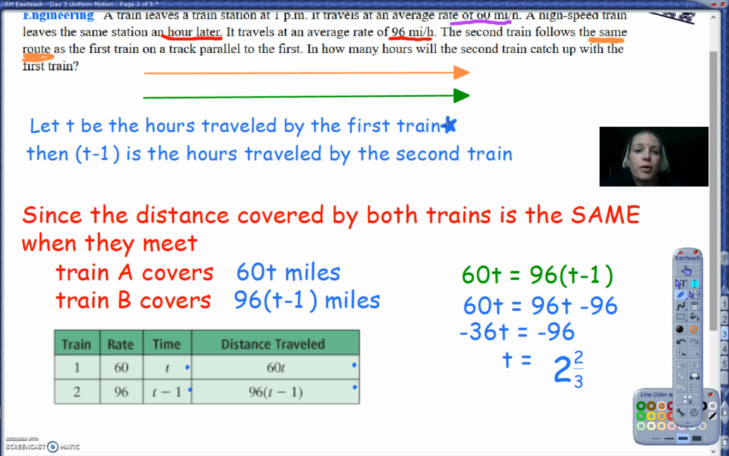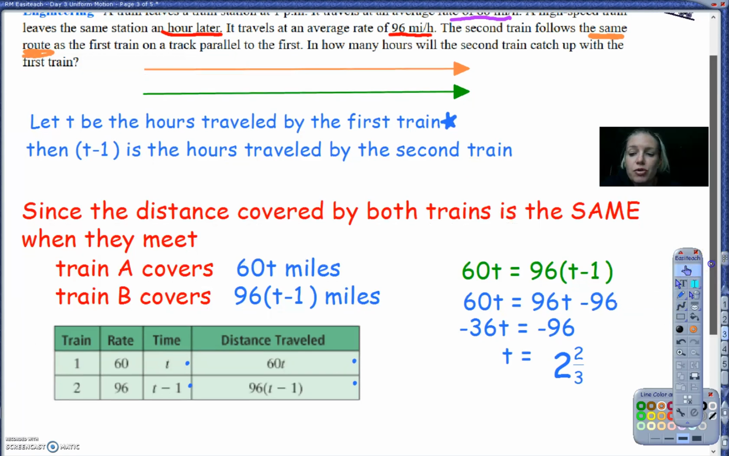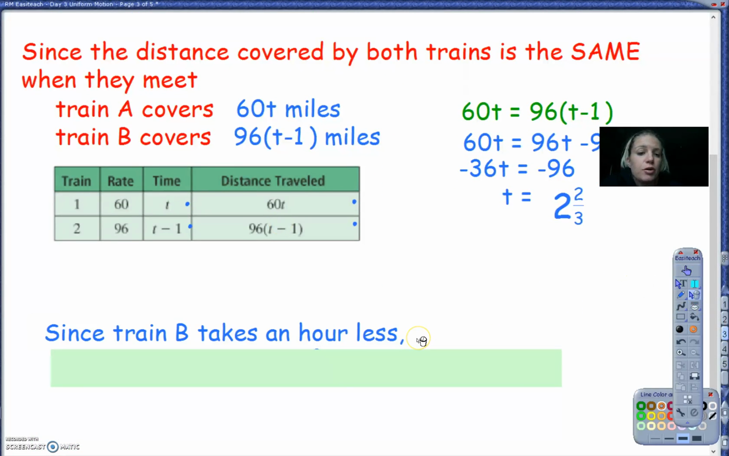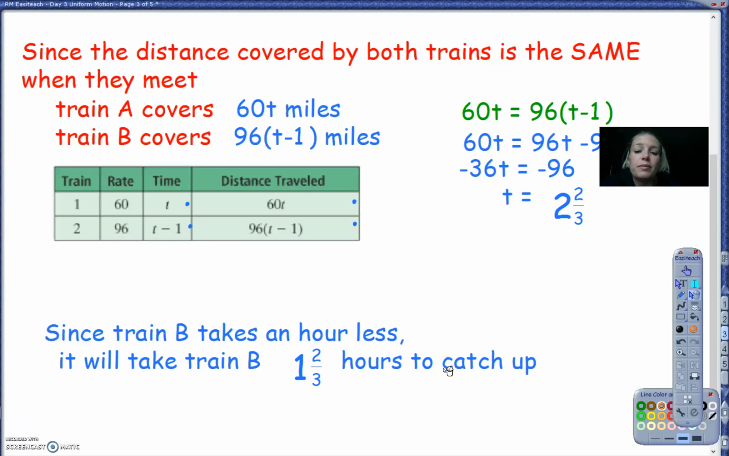Now let's go back and look at our question. It said, in how many hours will the second train catch up with the first train? So it wants to know the second train's hours. We have to remember, we're going to substitute that in, t minus 1. Since train B takes an hour less, it will take train B 1 2/3 hours to catch up. So that should be your sentence that you should have written at the end.